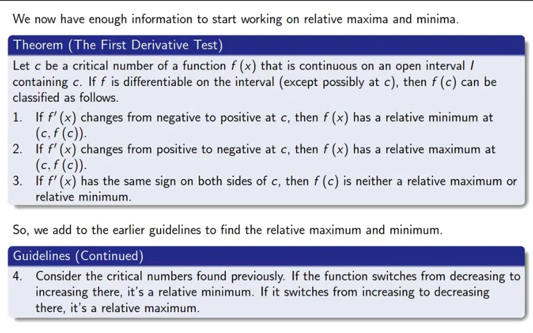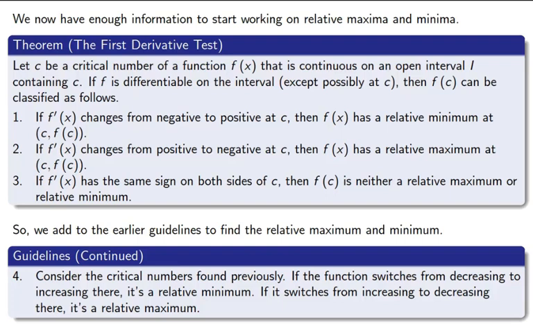Now we can talk about relative maxima and relative minima. We finally have enough. This is what we call the first derivative test, and it's a simple test. If the derivative changes from negative to positive, the function has a relative minima. And I can draw you a nice simple picture.